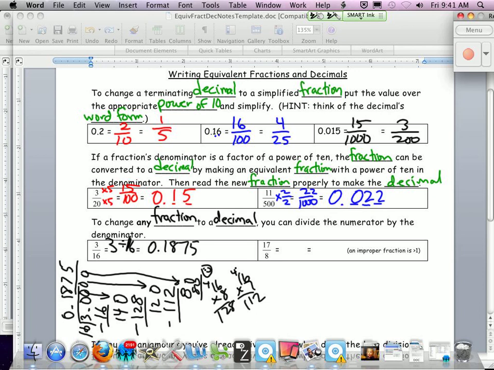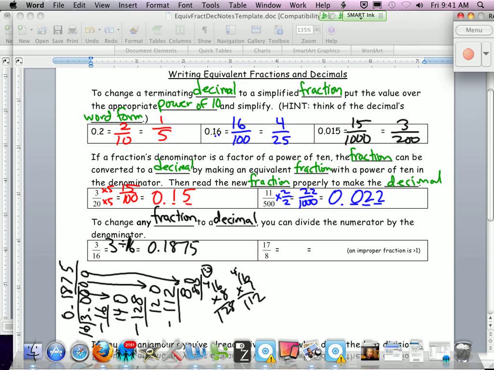Alright, so 3/16 is equal to 0.1875. Hey, that's what I said there too. Alright, the next one we're going to do 17/8. Notice it's an improper fraction. Some people make the mixed number first and then just deal with converting the fraction part of it. But to make it a mixed number, you essentially have to do division anyway. So I typically just go ahead and do 17 divided by 8.